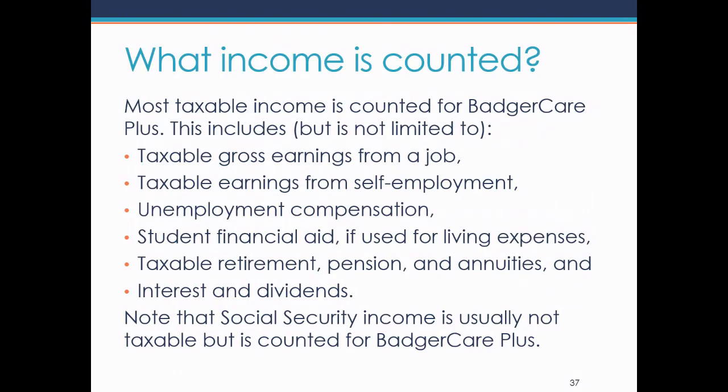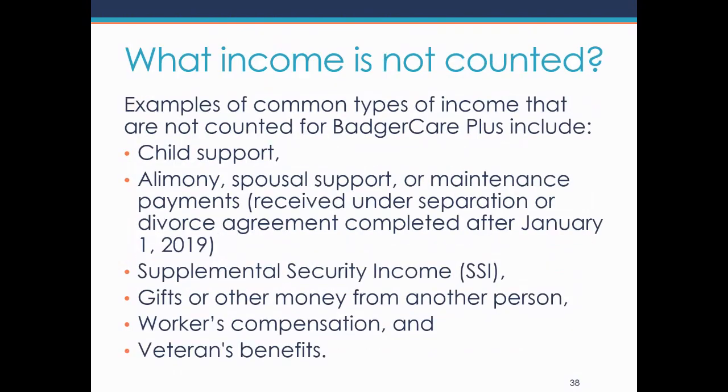Next, let's take a look at what income is not counted. Examples of common types of income that are not counted for Badger Care Plus eligibility include child support, alimony, spousal support, or maintenance payments if they were received under a separation or divorce agreement completed after January 1st, 2019, supplemental security income, also known as SSI, gifts or money from another person, workers' compensation, and veterans benefits.